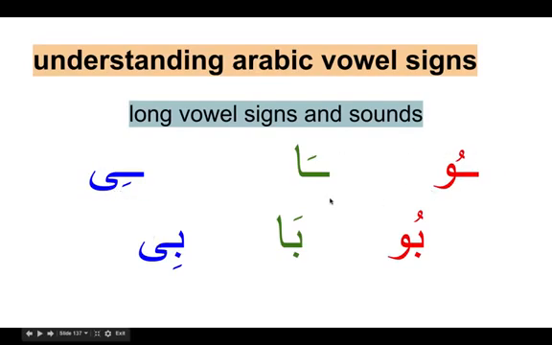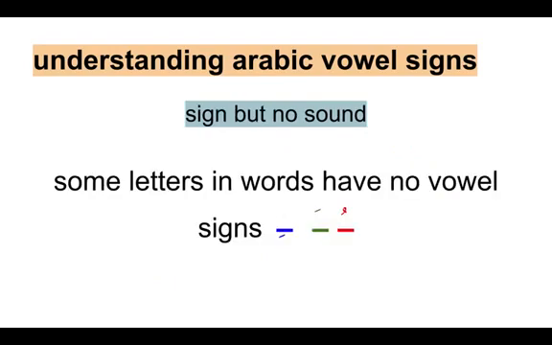So this is for the phonetic reasons. So you use wow like boo, ba, bi. So you lengthen the sound. So we got short vowel signs and we got long vowel signs. However, there are certain letters in the words which will have no vowel signs at all. Neither there will be Dhamma, nor there will be Fatha, nor there will be Kasra.